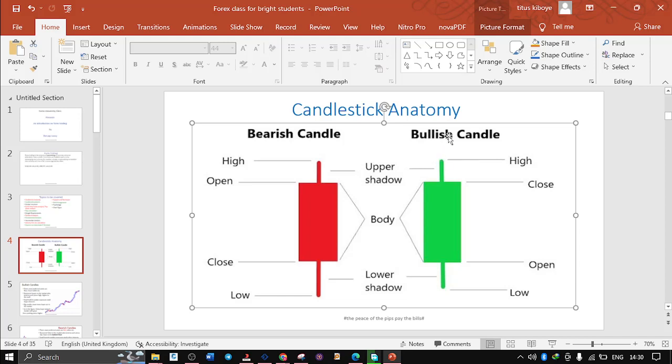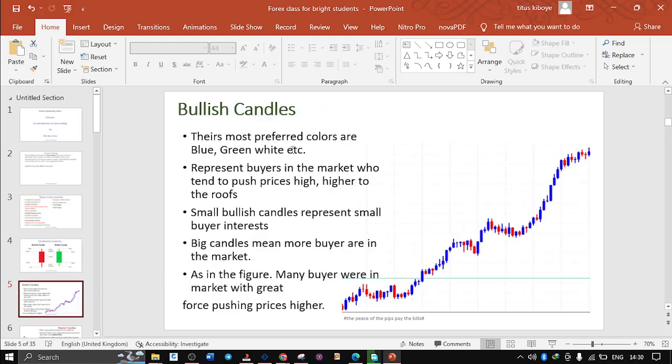Many people represent these candles differently on their charts. Some go by default using green for bullish and red for bearish. Others use pink and white, others black and white, others red and blue. So color preferences are according to individual choice. I hope you've understood the difference between a bearish candle and a bullish candle.